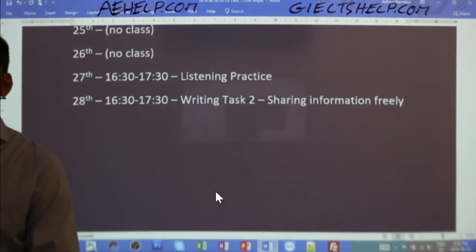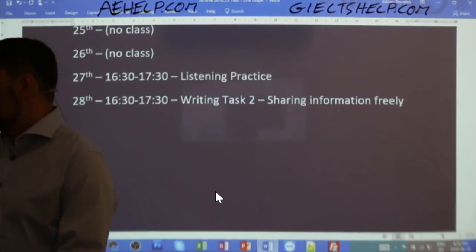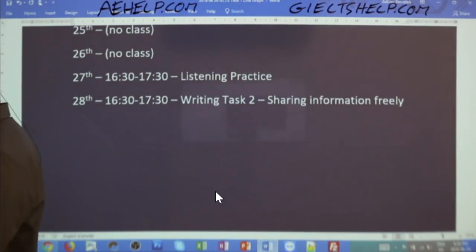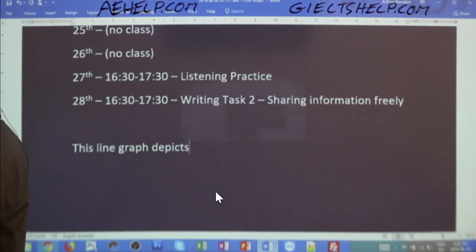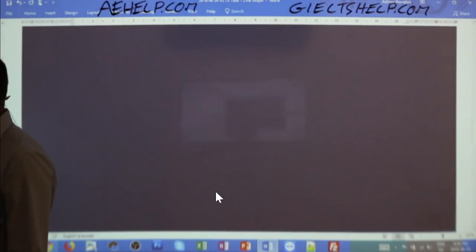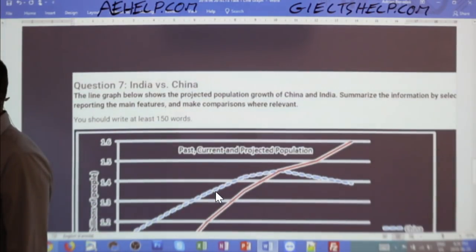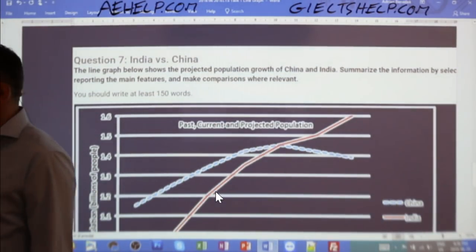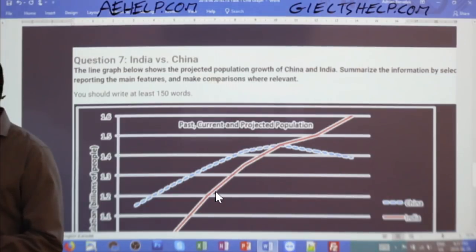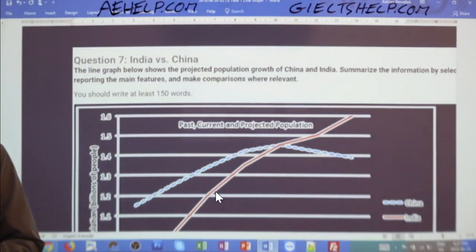So the present polyline graph depicts, that's what Advit says. Well, let me help you out here. So this line graph depicts what? What does it depict? So show, depict, illustrate. There's a lot of different ways to paraphrase the word show. Projected population growth of China and India.